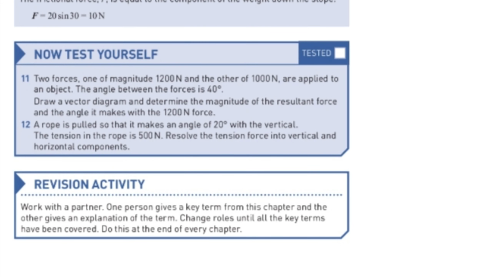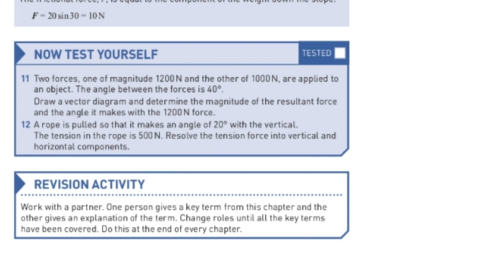Now, test yourself. 11. Two forces, one of magnitude 1200 newtons and the other of 1000 newtons, are applied to an object. The angle between the forces is 40 degrees. Draw a vector diagram and determine the magnitude of the resultant force and the angle it makes with the 1200 newton force. 12. A rope is pulled so that it makes an angle of 20 degrees with the vertical. The tension in the rope is 500 newtons. Resolve the tension force into vertical and horizontal components.